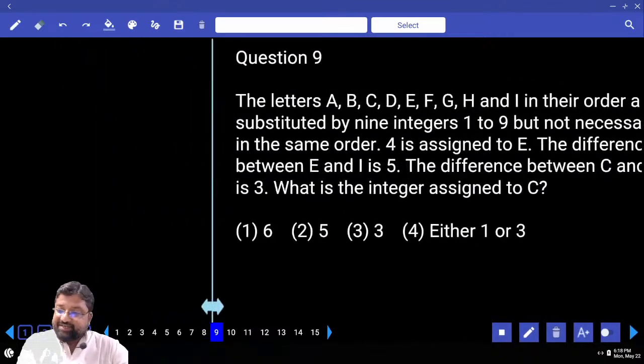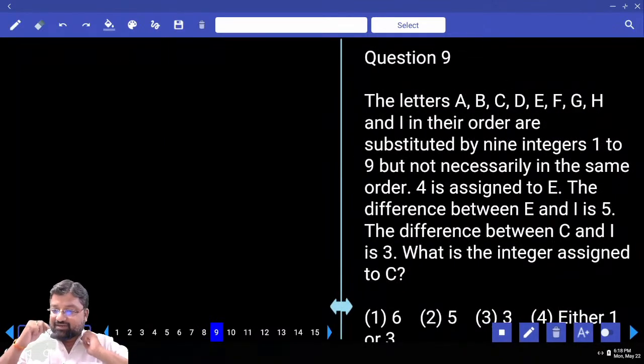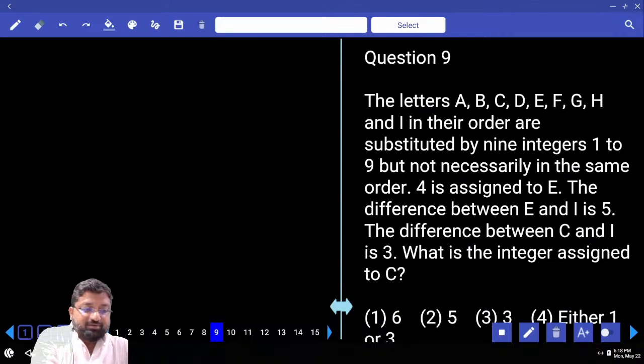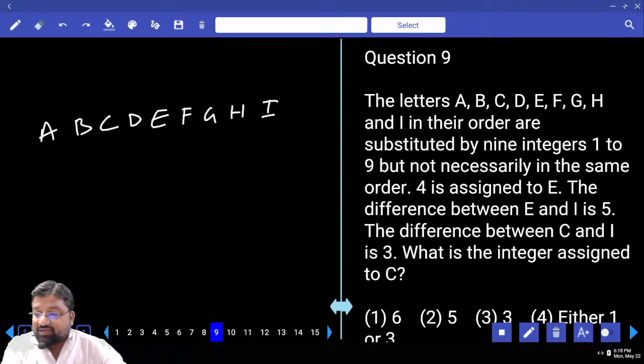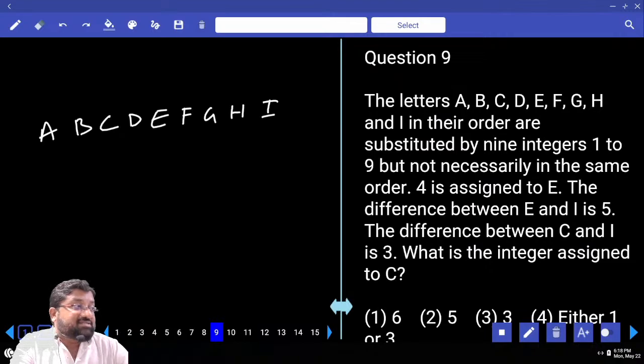Letters A, B, C, D, E, F, G, H, I in their order are substituted by 9 integers 1 to 9 but not necessarily in the same order. What are the letters? A, B, C, D, E, F, G, H, I. These letters are substituted by 9 integers 1 to 9 but not necessarily in the same order.